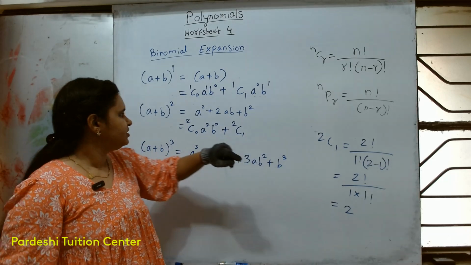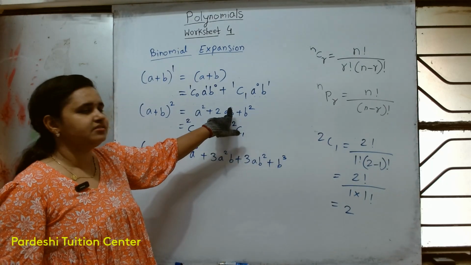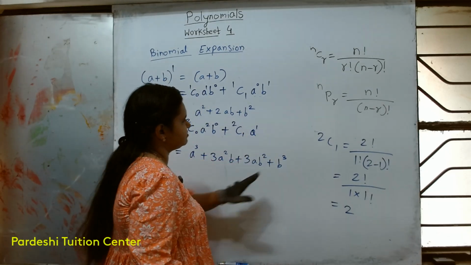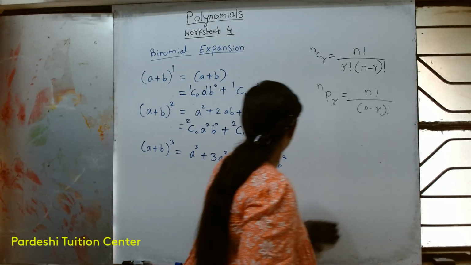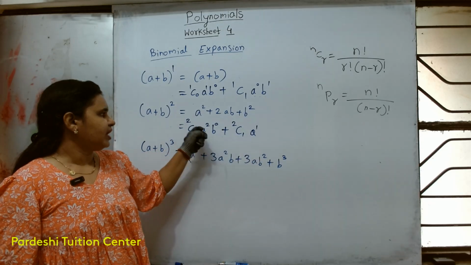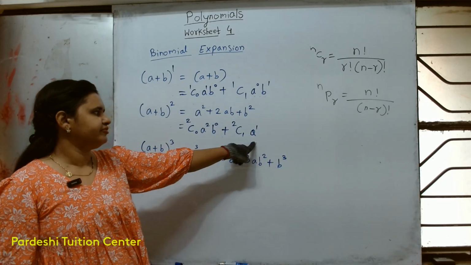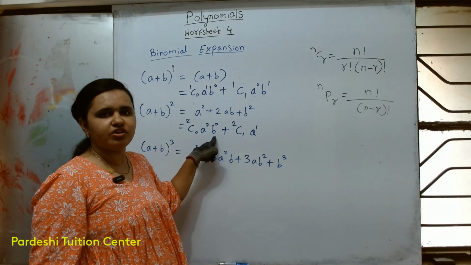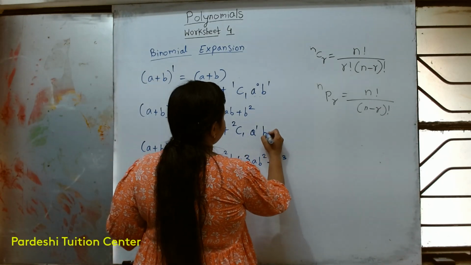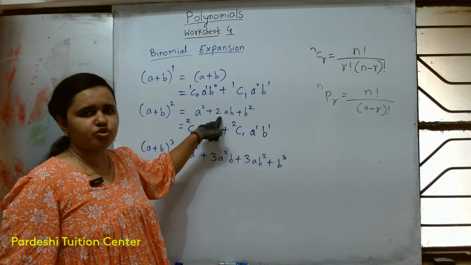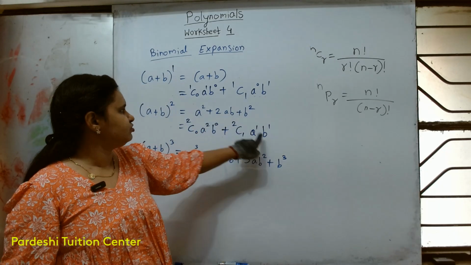Now, here a is only 1, so we will write a to the power 1. Also, you can take it this way: the power of a was 2 and the power of a is decreasing, so the power of a will be 1 obviously. Now here the power of b was 0, so next it will be b to the power 1. So 2c1 answer is coming as 2, a to the power 1, b to the power 1.